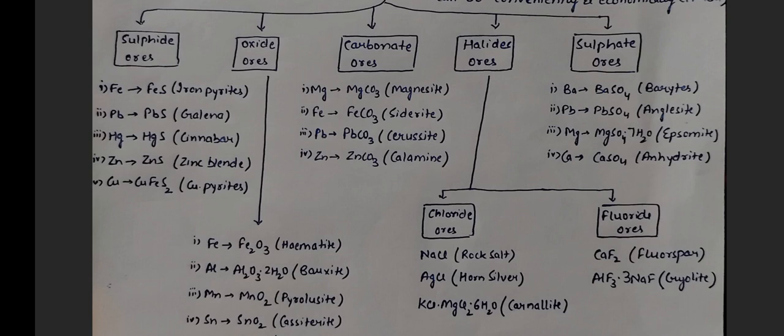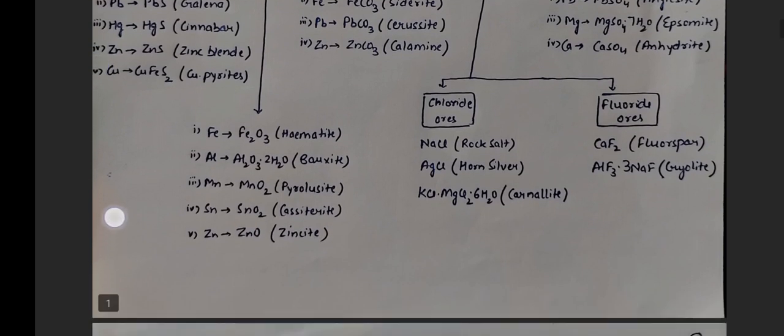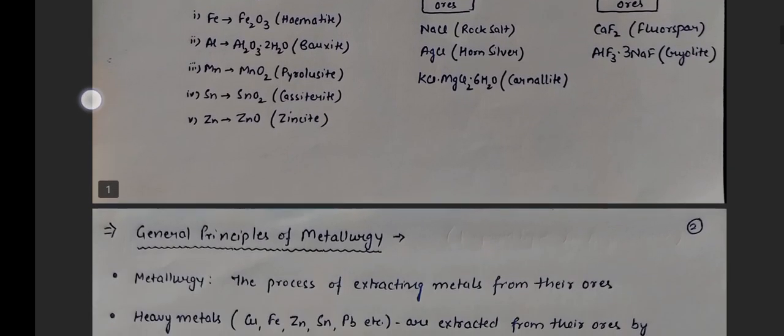Next one is sulfate ore. The sulfate of barium is known as barytes. Sulfate ore of Pb is known as anglesite. Sulfate ore of magnesium is known as epsomite, and the sulfate ore of calcium is known as anhydrite. So these are some of the ores.